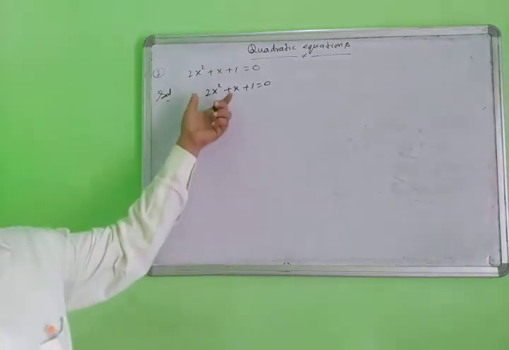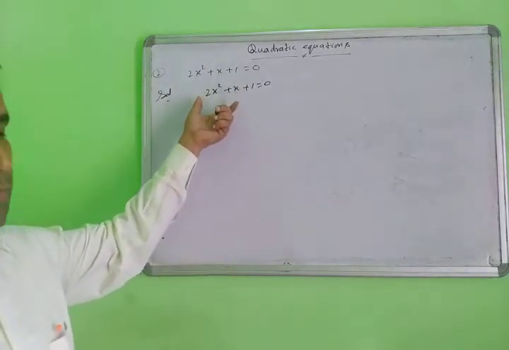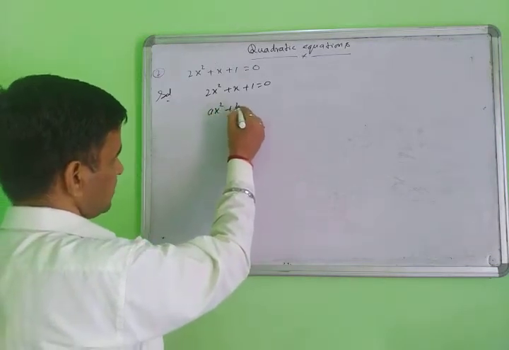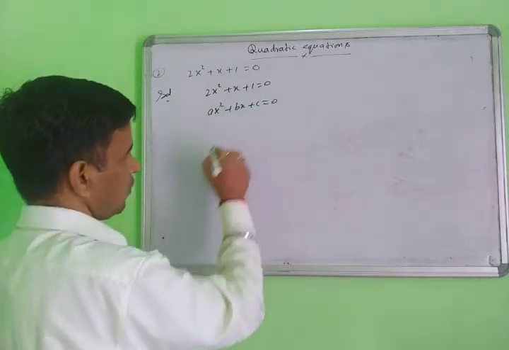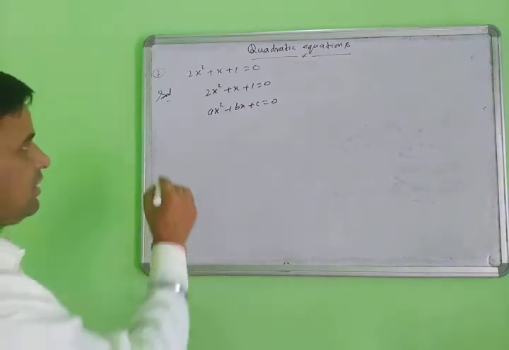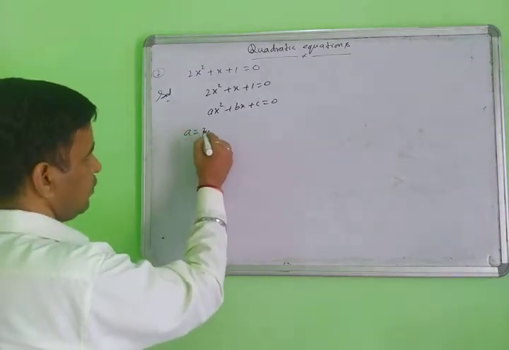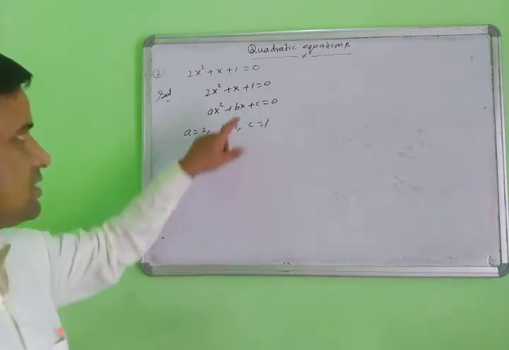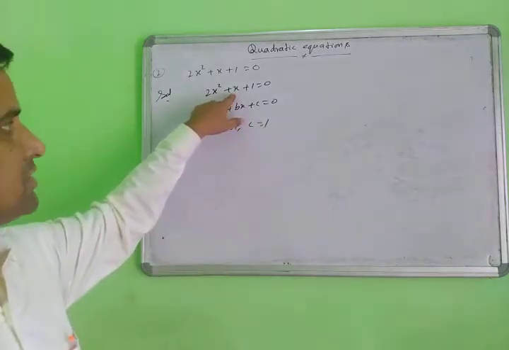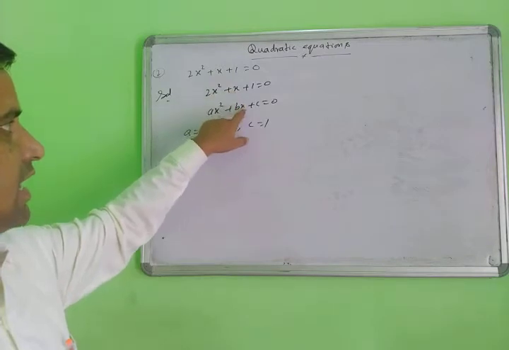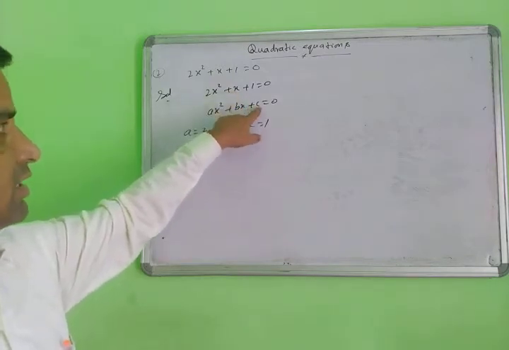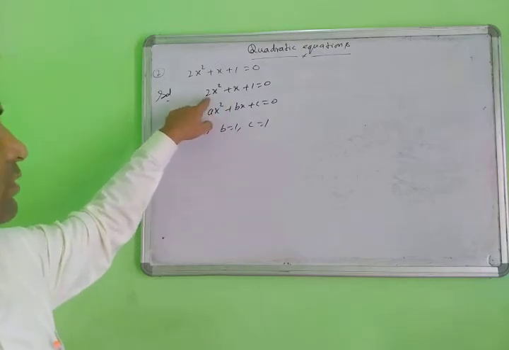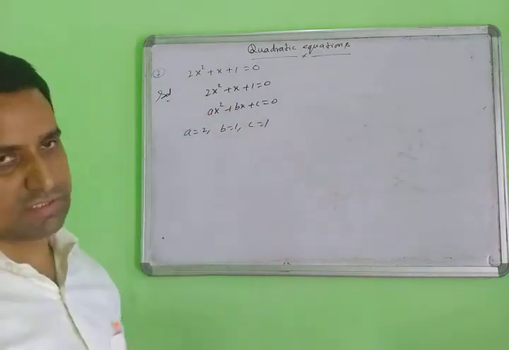This equation is the standard form of the quadratic equation. So now you can write here the standard form equation: ax square plus bx plus c equal to 0. Equating both equations, what is the value of a here? The value of a is 2, b is 1, and c is 1. Here b, the coefficient of x, is 1, c is 1, and the coefficient of x square is 2.